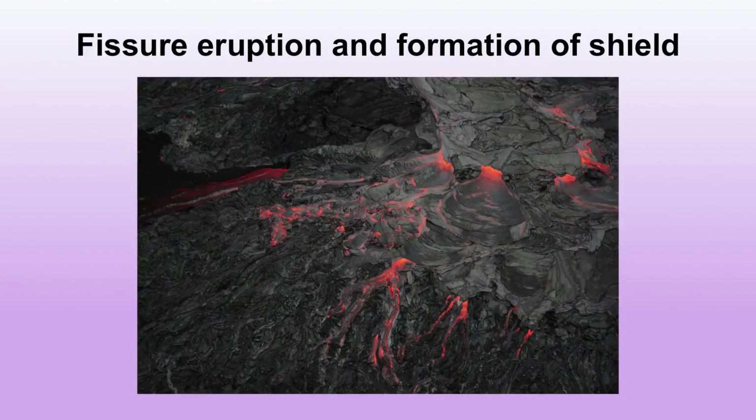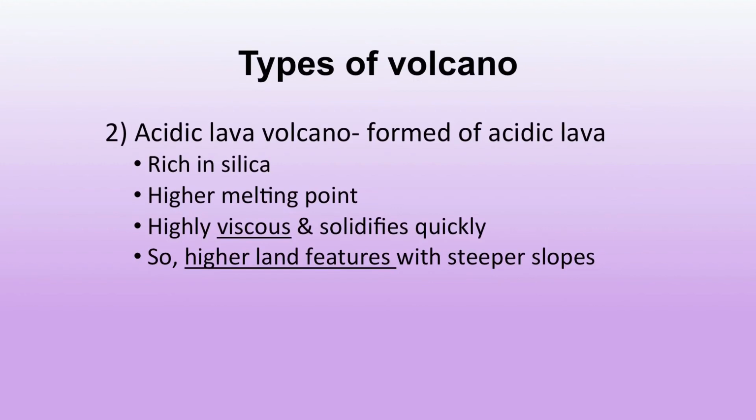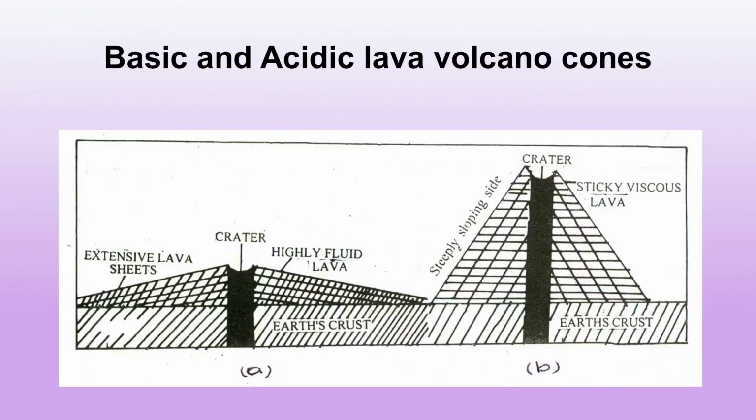Now in the picture you can see the fissure eruption and formation of shield. The lava is flowing and it's getting solidified, so shield or sheet is formed. Now the second type is acidic lava volcano, which is formed of acidic lava. Acidic lava is rich in silica, has higher melting point, is highly viscous and solidifies quickly. So higher land features with steeper slopes are formed. The difference between acidic and basic lava volcano cones can be seen in the diagram. First one is lower height of landforms and second is higher.